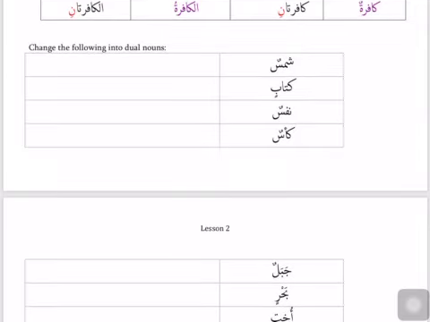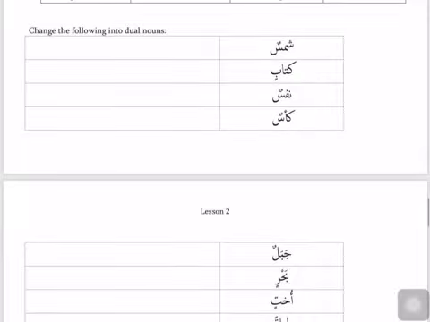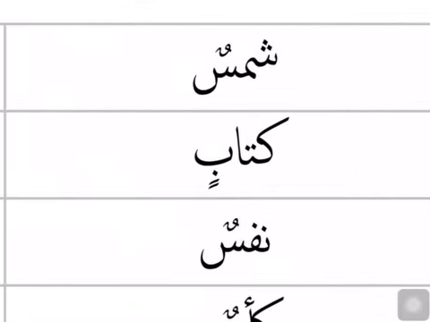Then we have an exercise here. Change the following into dual nouns. So the nouns that are given on the right side of the right column are mufrad nouns, singular nouns. We want to make them dual. So the only thing you have to keep an eye on is what is the ending of this word. Is it dhamma, fatha or kasra? Depending on the ending of the singular, you will choose the ending of the dual. So shamsun, are you going to choose ani or aini? Ani. So it's going to be shamsani.